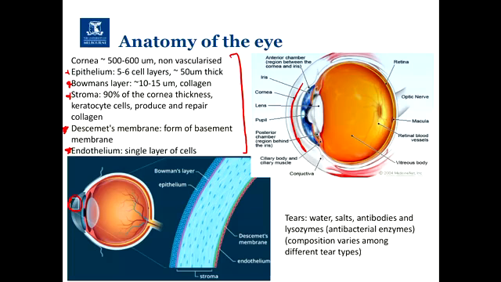And then the final layer is the endothelium. So you've heard of endothelium before as well. You have the endothelium which lines the inside of the blood vessels. You have an endothelium layer that lines the inside of the cornea. I've also put here what tears are made out of. Why do we need to know what tears are made out of? Or why does that come into effect?